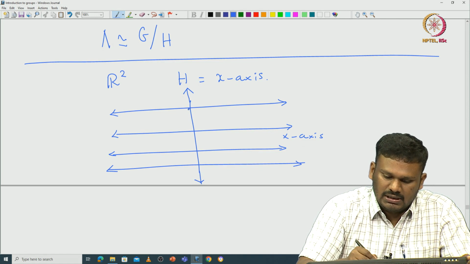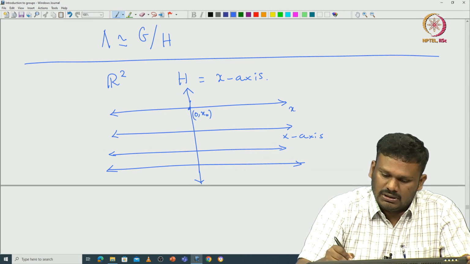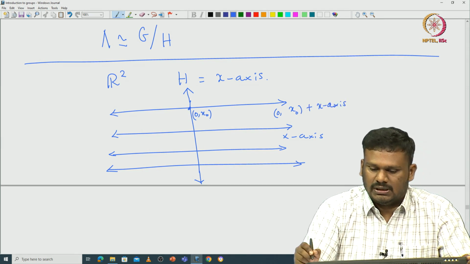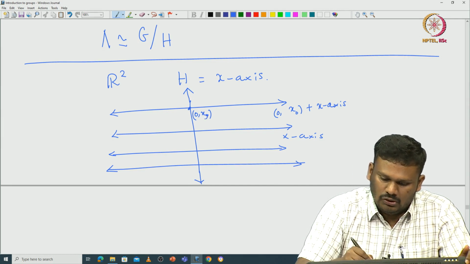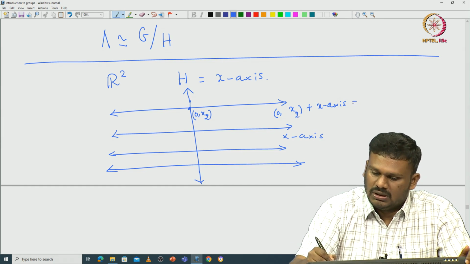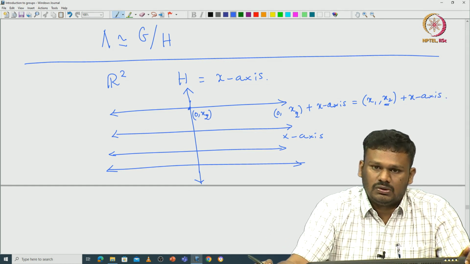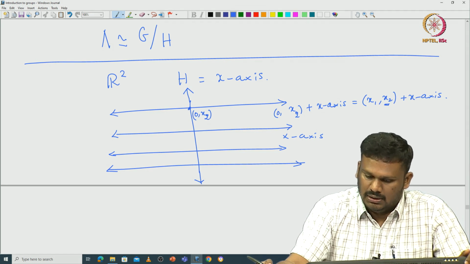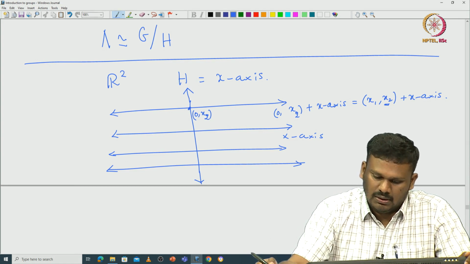For example, what we noticed is that there is this unique point (0, x0) lying inside that coset. If we take this (0, x0) plus the x axis, that is your coset corresponding to that point. So I guess we denoted it by (x1, x2) plus the x axis. Then this x2, which is fixed, is the natural thing that identifies this coset.